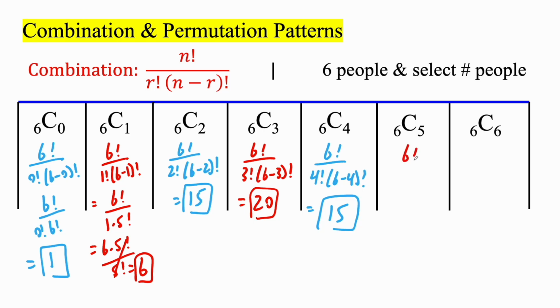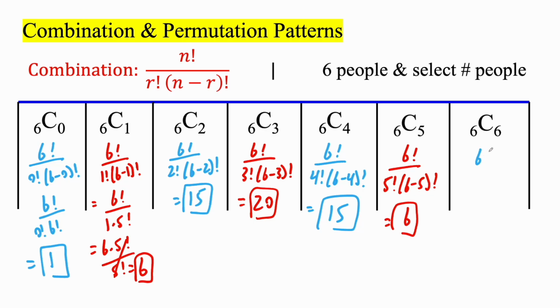Alright, the next one, 6 factorial divided by 5 factorial, parentheses 6 minus 5, close it, factorial, and we end up getting 6, which is the same as this piece, and it makes sense. 6 minus 1 is 5. We have our 5 right here. This one right here is from here. 6 minus 5 gives you 1.